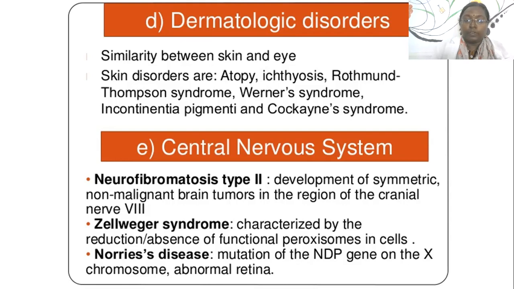So there is development of symmetric non-malignant brain tumors, which is neurofibromatosis type 2, in the region of cranial nerve 8. Zellweger syndrome is because of absence or reduction in the function of peroxisomes in cells. Norrie disease is because of the mutation of the NDP gene on the X chromosome.